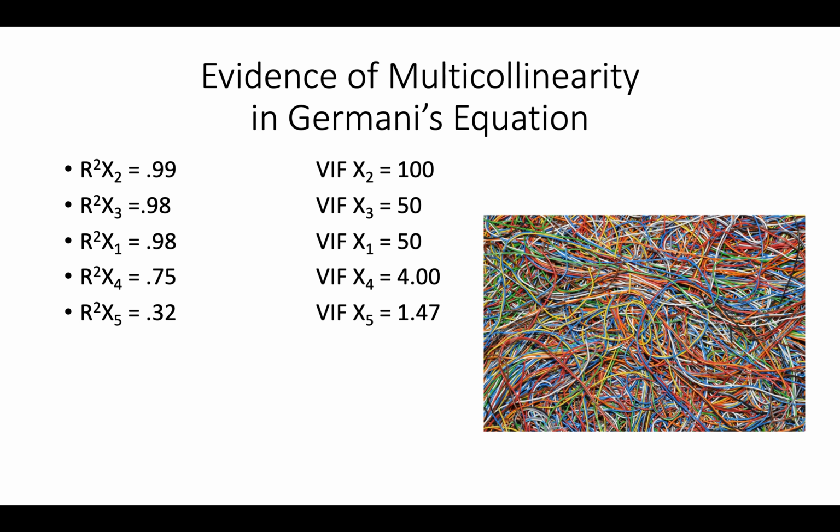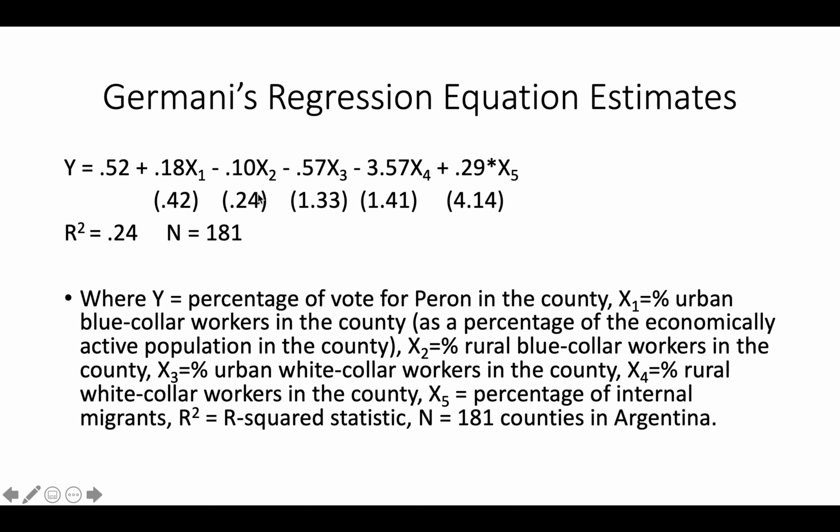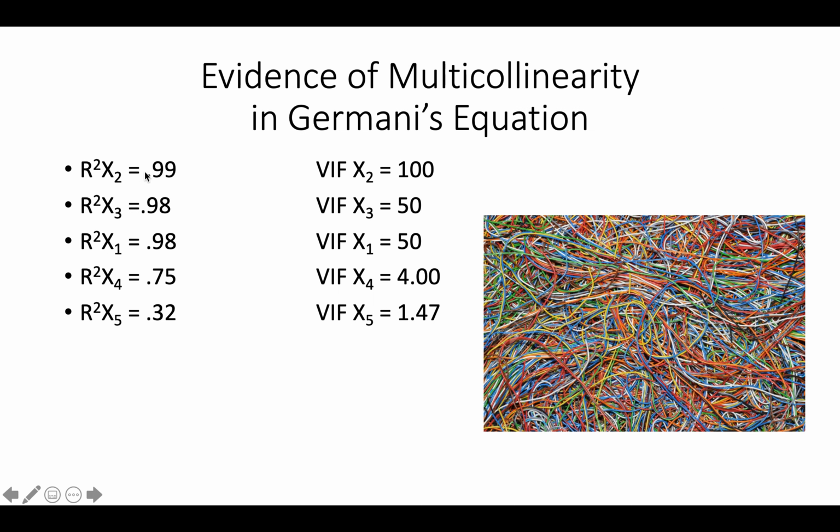So let's look at these R-squared results of each independent variable regressed on all the other independent variables. Note that when x sub 2, just to remind ourselves, is this urban blue-collar workers variable, is regressed on all the other independent variables, x sub 3, x sub 1, x sub 4, and x sub 5, the R-squared is almost a perfect 1. In other words, x sub 2 is an almost perfect linear combination of x sub 3, x sub 1, x sub 4, and x sub 5. That is a sure indicator that there is multicollinearity.